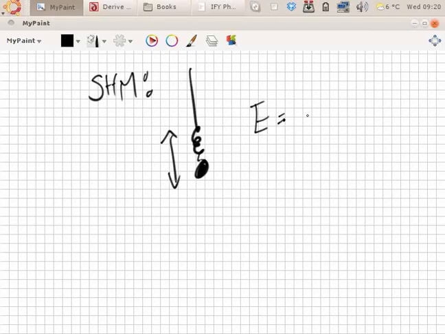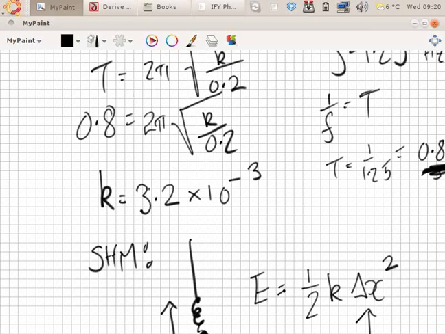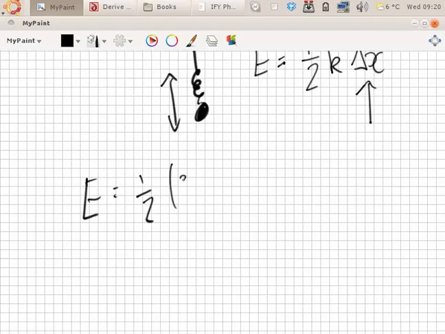It is a half k delta x squared. That's how much energy is stored in the spring, where delta x is, yeah, the extension. We know the k, I just got it previously, 3.2 times 10 to the minus 3.